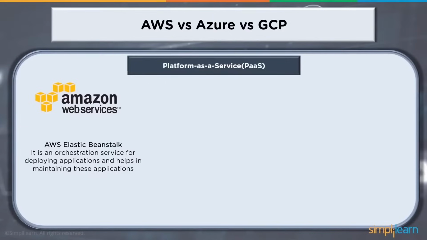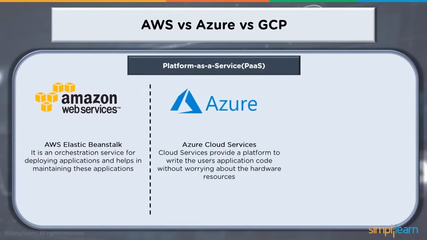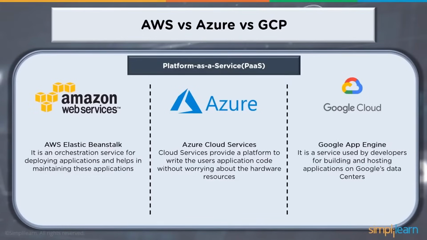When we talk about platform as a service, Amazon has a platform as a service offering, which we call Elastic Beanstalk. It's an orchestration service for deploying applications and helping in maintaining these applications. Azure Cloud Service provides a platform to write the user application code without worrying about the hardware resources. Google App Engine is a service used by developers for building and hosting applications on Google's data centers.